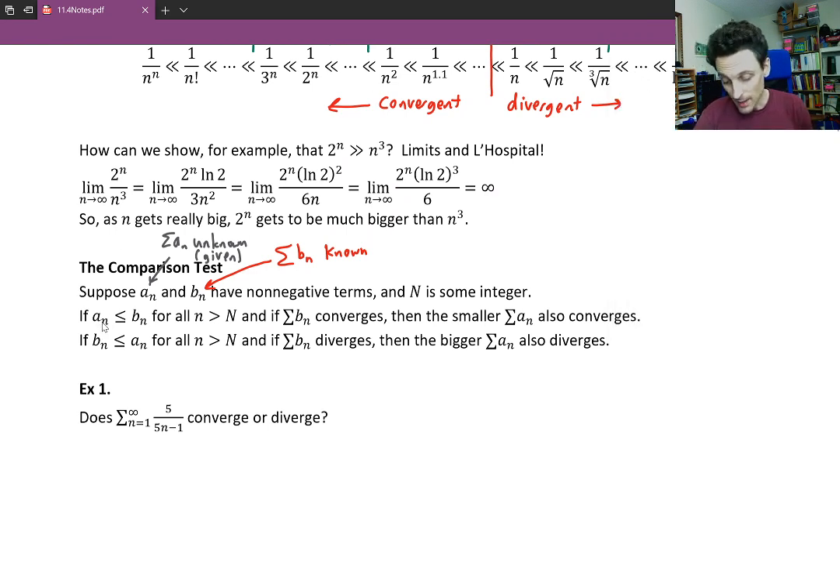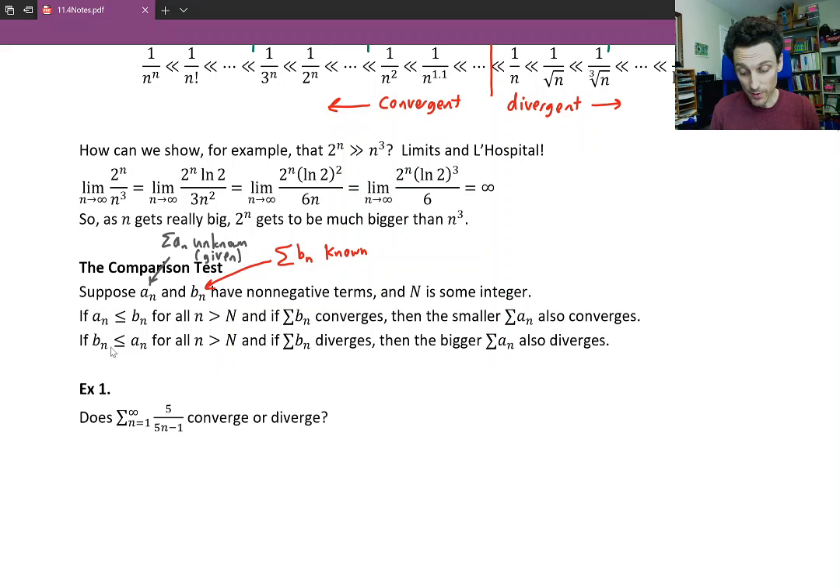Okay, so if we have our series, if the terms of our series are less than or equal to the terms of the known series that we're comparing to, and if the known series converges, then the smaller, see these terms are smaller, the smaller a sub n series also has to converge because its terms are smaller than the b sub n's. And so it's going to converge to some number that's probably smaller.